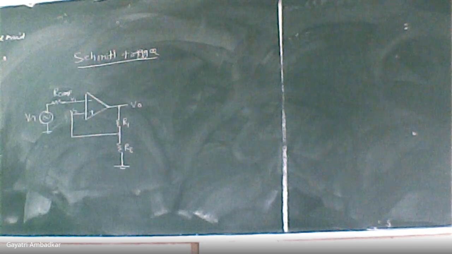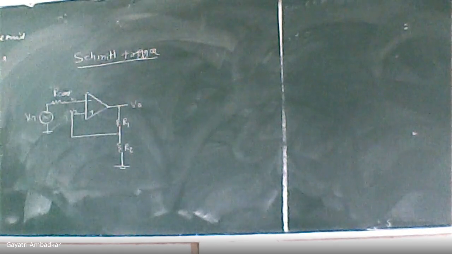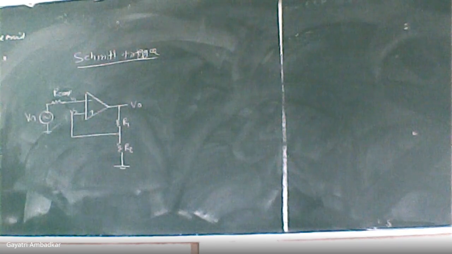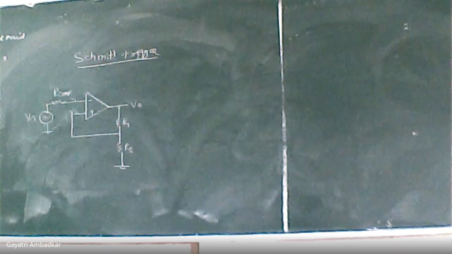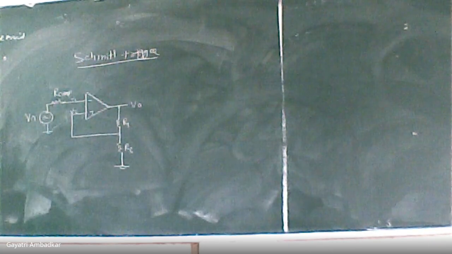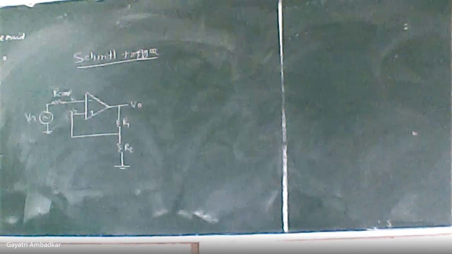Okay. Now here I have connected resistance R-comp. What is that R-comp? You know that there is offset problem in op-amp. So in order to compensate that, you can connect there a resistance and its value will be equal to the two resistances we have connected, R1 and R2. So R1 parallel to R2, its equivalent resistance is equal to R-comp. So value of R-comp is equal to R1 parallel to R2. Let's see how Schmitt trigger works.